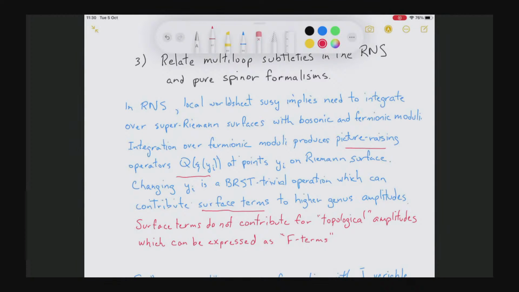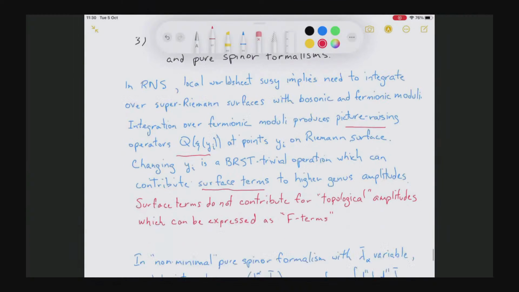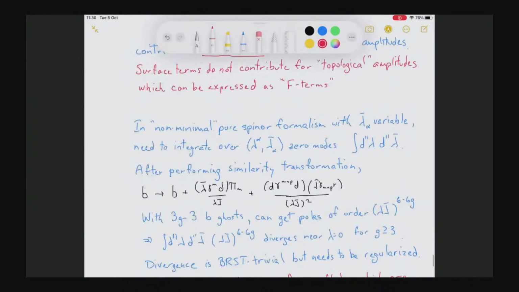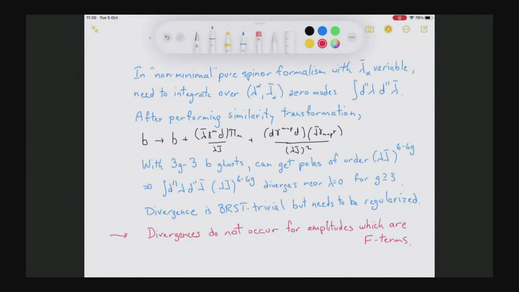So the hope is, yes, that these subtleties in the RNS formalism will be related to these subtleties in the pure spinor formalism coming from these poles when lambda lambda bar goes to 0. And what I wanted to say is that for these topological amplitudes, for these F-term amplitudes, non-splitness is not an issue. There are certain amplitudes you can compute at higher genus, even infinite genus, where you don't need to worry about the fact that the moduli space is not split.